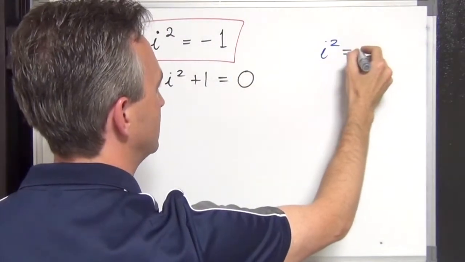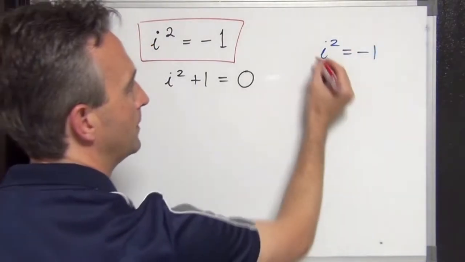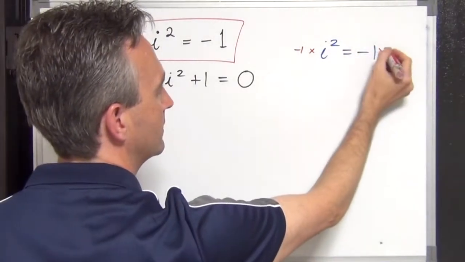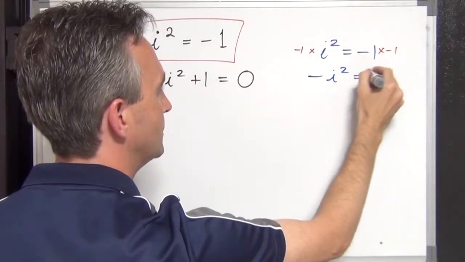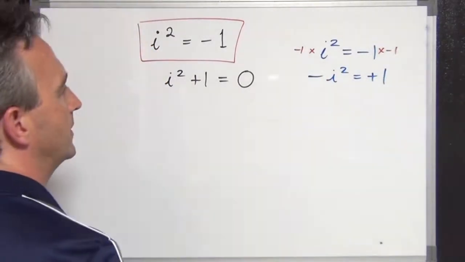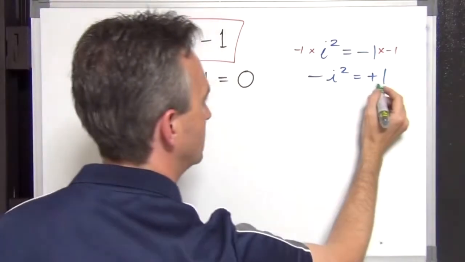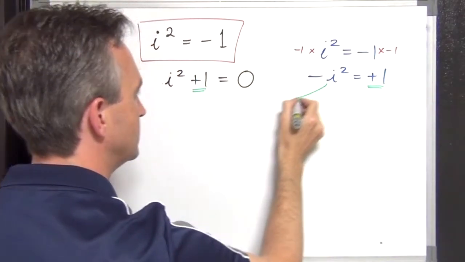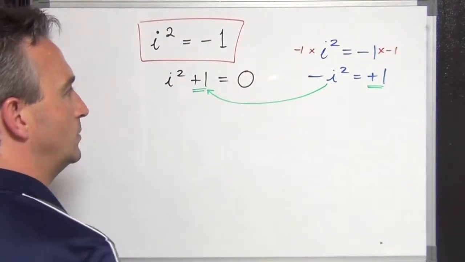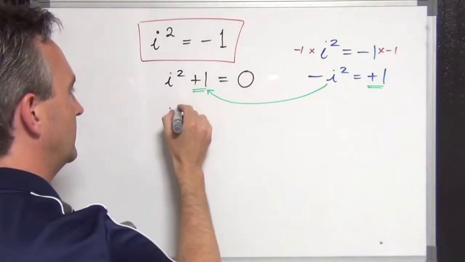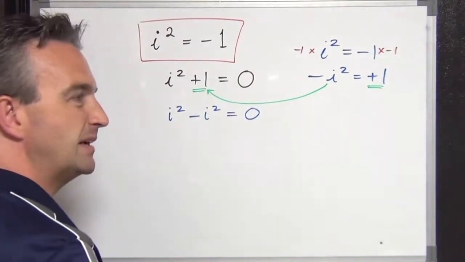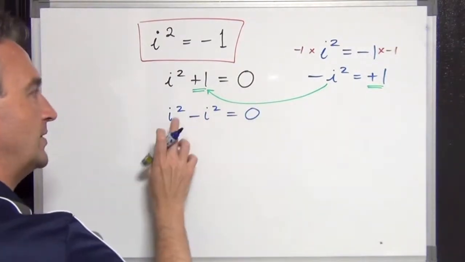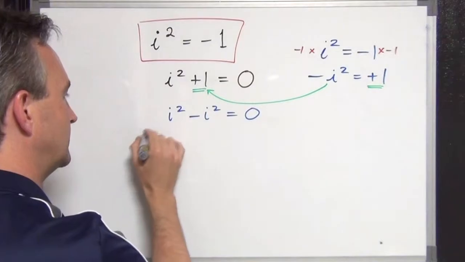i squared equals -1. I'm going to multiply both sides by -1 over here, which is going to give me minus i squared equals +1. Okay, I've got a +1 here and a +1 here. So I'm going to substitute this minus i squared into that +1. Let's see what happens. So we get i squared minus i squared equals 0. That makes sense. What can we do with this? The difference of two squares? Why not? Let's factor it.